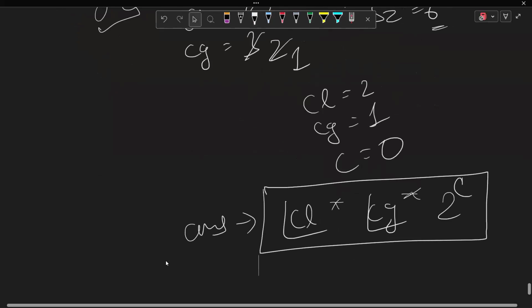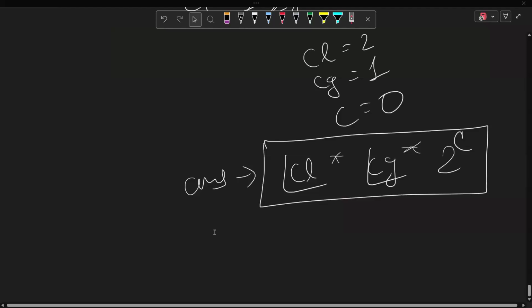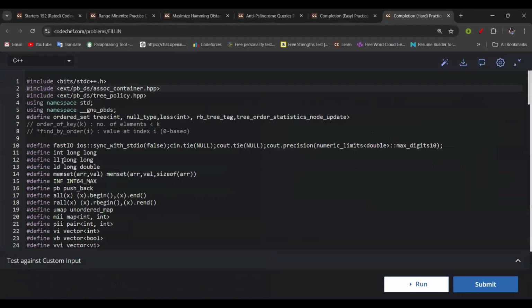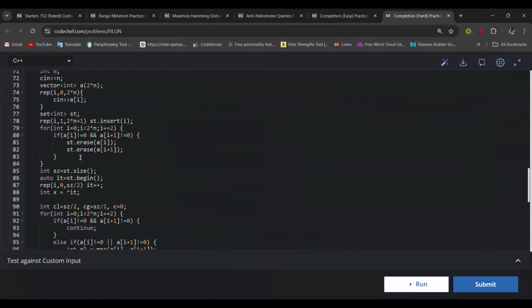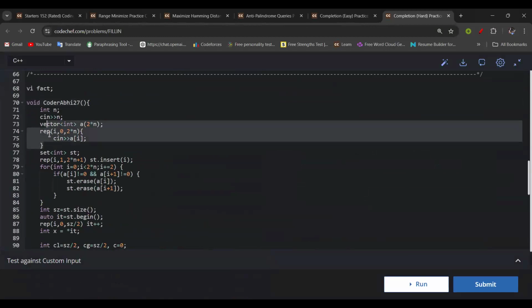Okay. Cracking the easier version was the main task here. After that, there was just a small modification that you needed to think about. I hope it is clear now, so we can look at the code for the harder version. Okay, I took the input.